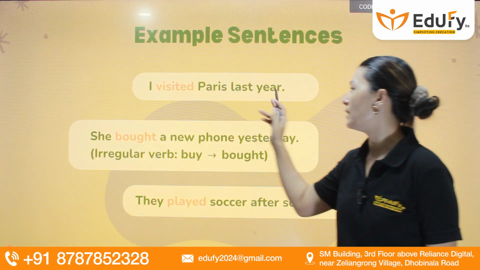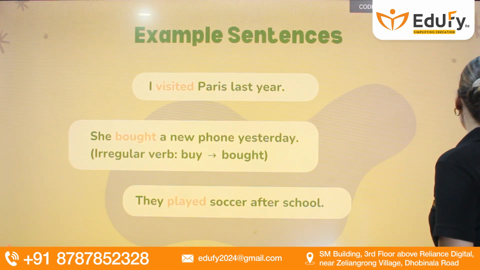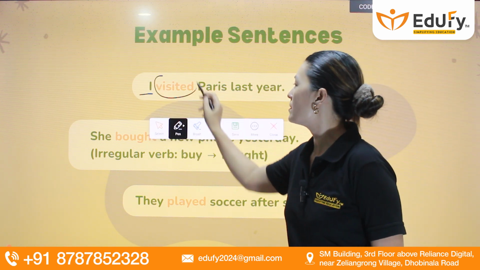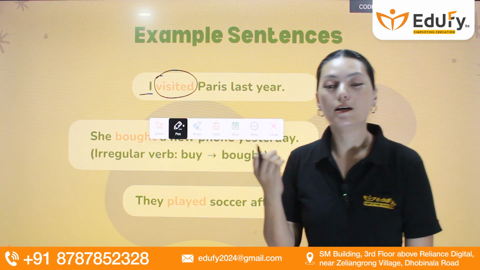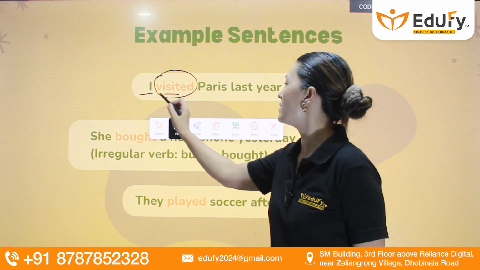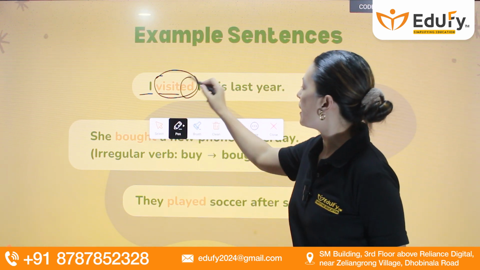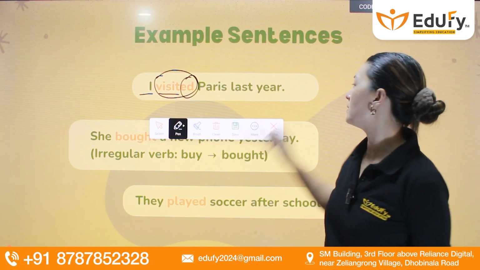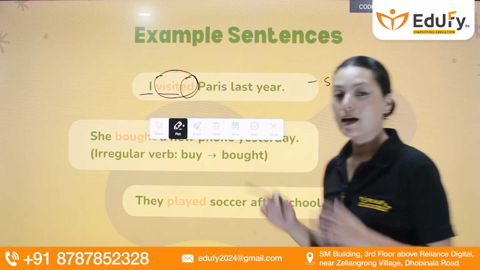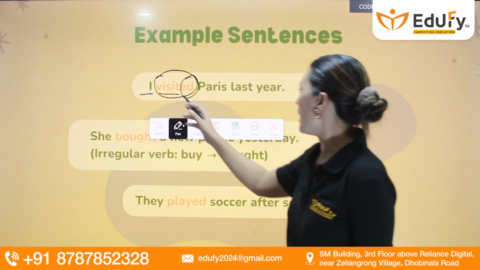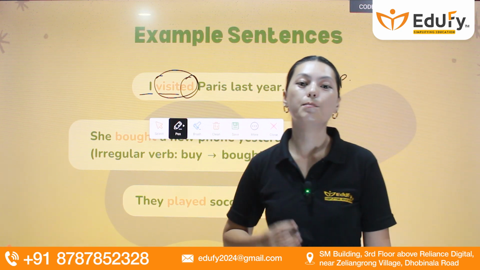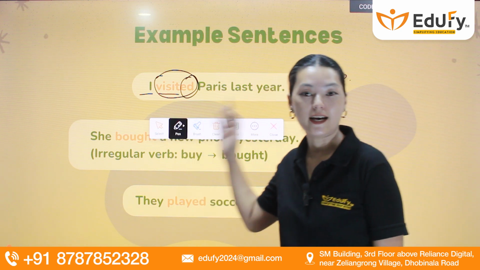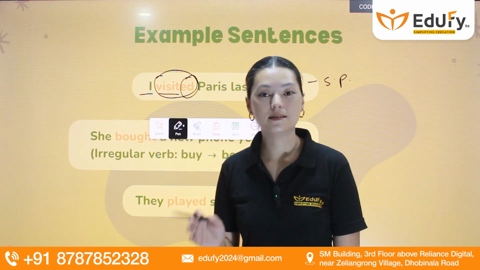I visited Paris last year. In this sentence, the subject is the word I. I is the subject, then visited is the action word. Now in this action word, we see that the word visit is the main word and ed has been added to make it the past tense of that verb. So structurally, this is a simple past tense. And again, if we look at the definition also, I visited Paris last year talks about an action that has been performed and completed at a specific time, which is last year. So this one will be considered as simple past tense.